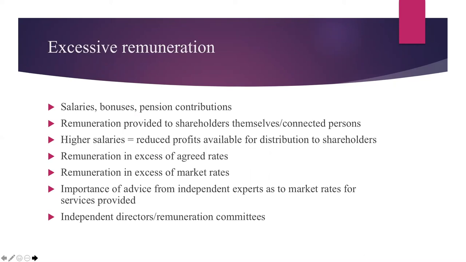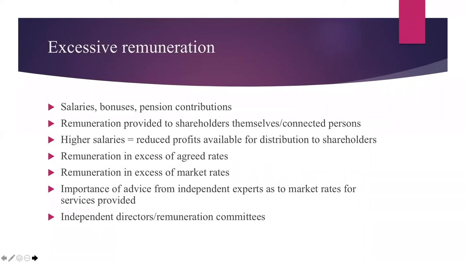There's quite clearly a tension between the payment of salaries and bonuses and pension payments made to those employed by a company, whether in a directorial or other capacity, and the level of profits available for distribution to shareholders. Obviously, the higher salaries, bonuses, or pension contributions that are paid, the less is left available for distribution to shareholders.